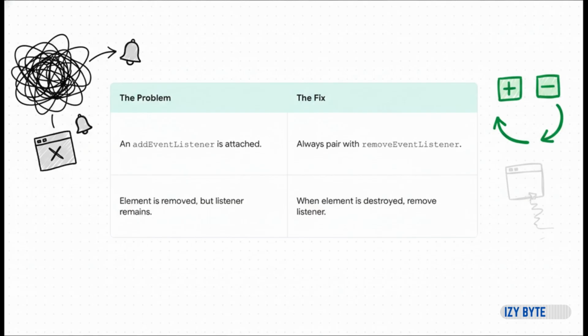The fix, though, is beautifully simple. For every addEventListener you create, you have to have a plan to call removeEventListener when you're done. It's that simple pairing that breaks the reference and prevents the leak.